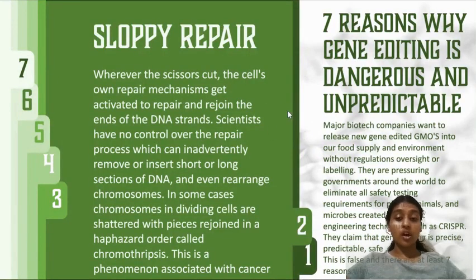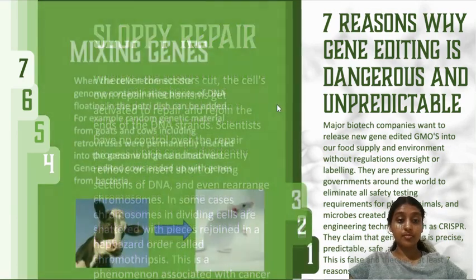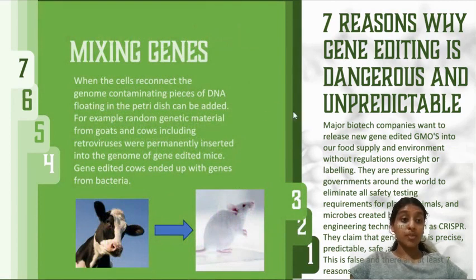From there on, there's sloppy repair. Cell repair mechanisms activated by genetic scissors can lead to unintended DNA alteration, including a phenomenon linked to cancer called chromothripsis. Mixing genes. Contaminating DNA fragments can be permanently inserted during the reconnection process, leading to unpredictable mutations in gene-edited organisms.